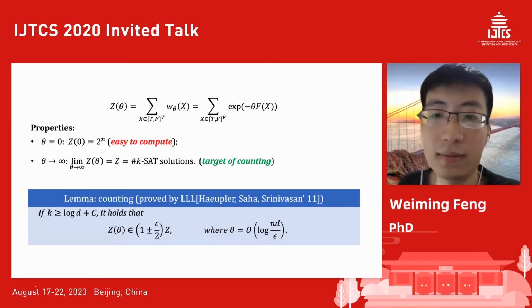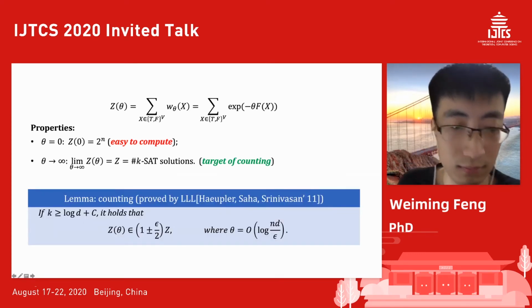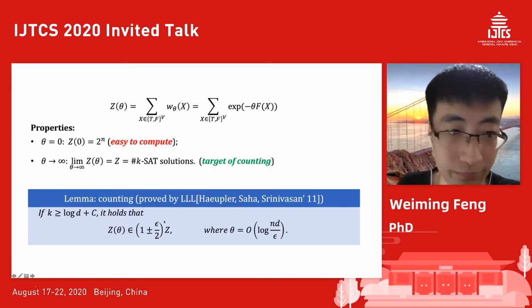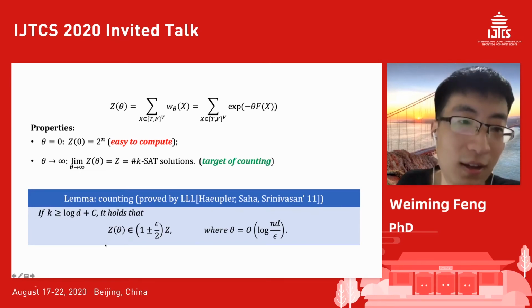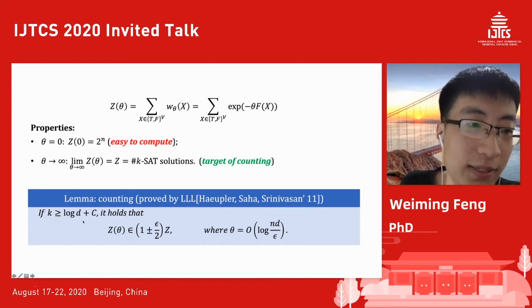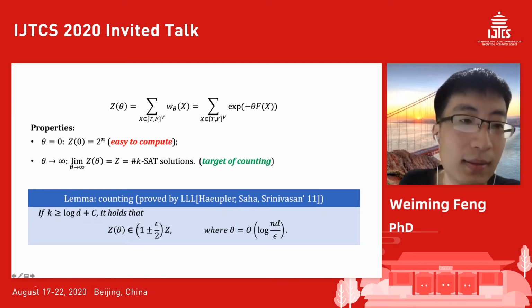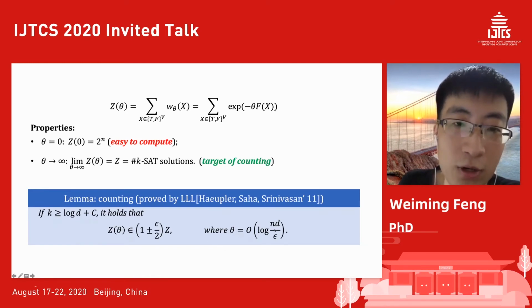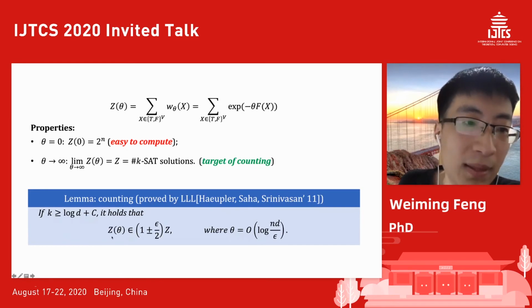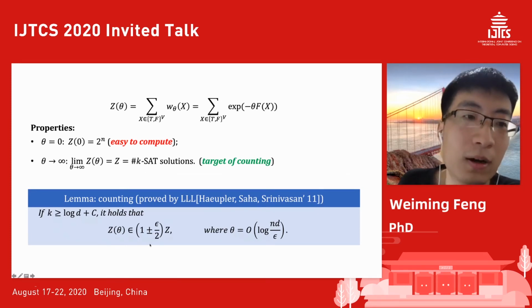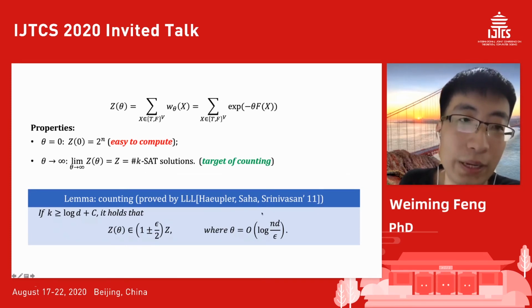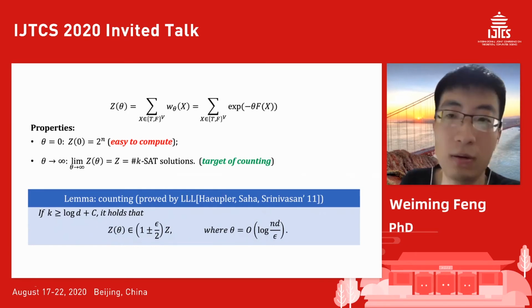We use the Lovász local lemma to prove the following result for counting. We show that if k is greater than log d plus a constant c, then if theta is O(log n), this theta already gives a good approximation to the number of solutions Z. So with this lemma, to approximate the number of solutions Z, we only need to compute Z(theta) when theta equals O(log n).